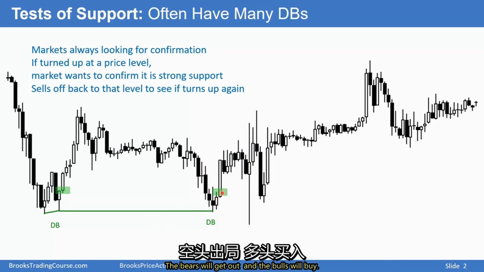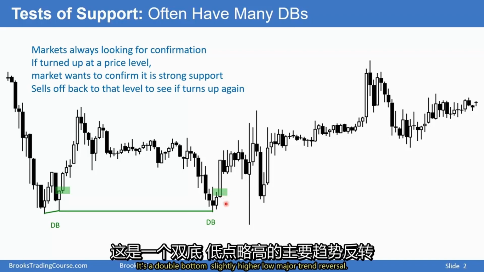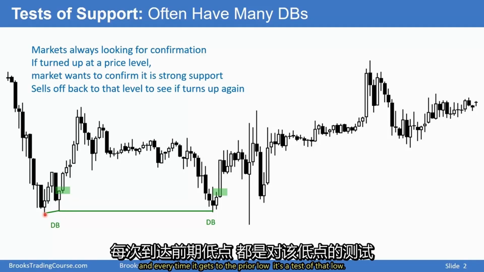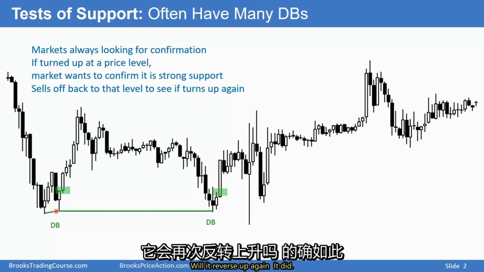The bears will get out and the bulls will buy. It's a double bottom, slightly higher low major trend reversal. Here's a small double bottom. Traders bought here. The market tried to resume down, and every time it gets to the prior low, it's a test of that low. Will it reverse up again?